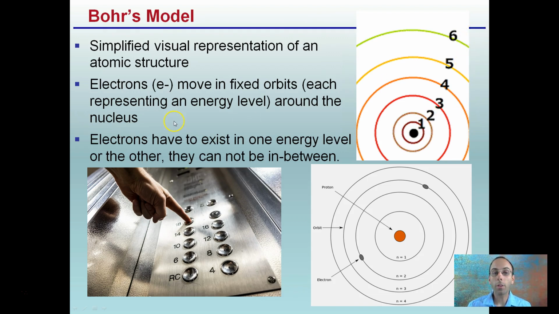Now, electrons have to exist in one energy level or the other. They cannot be in between. So, the reason I have the picture of the elevator is you can only go to certain levels. You can't go to a half level, just like electrons can't be at level 2.5 or 2 1/4. It has to be 2 or 3, 3 or 4, 4 or 1. It has to be at the very distinctive energy levels.